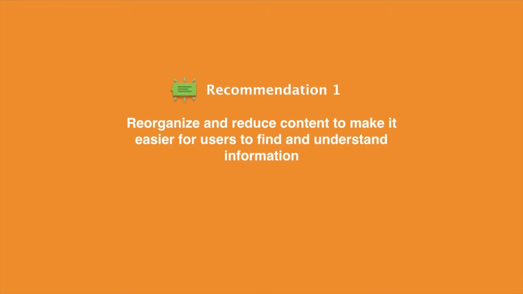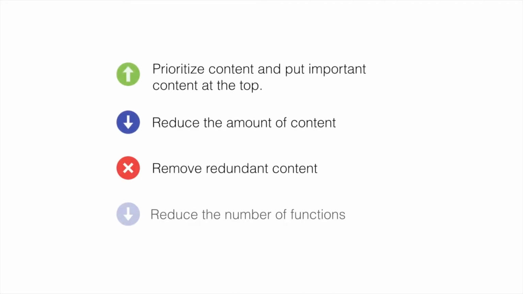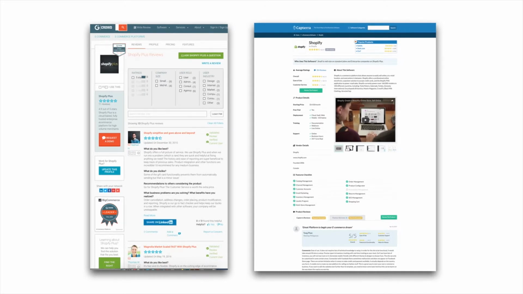Our recommendation is to reorganize and reduce the amount of information on the page to make it easier for users to understand. Specifically, prioritize content and put important content at the top, reduce the amount of content, remove any redundant content, and reduce the number of functions. As you can see in this slide, the G2 Crowd webpage is on the left, and Capterra, a direct competitor of G2 Crowd, is on the right. You can see the difference in the number of functions and the amount of content on the pages. Capterra's is cleaner, there's more white space, and it's clearer and easier to understand.